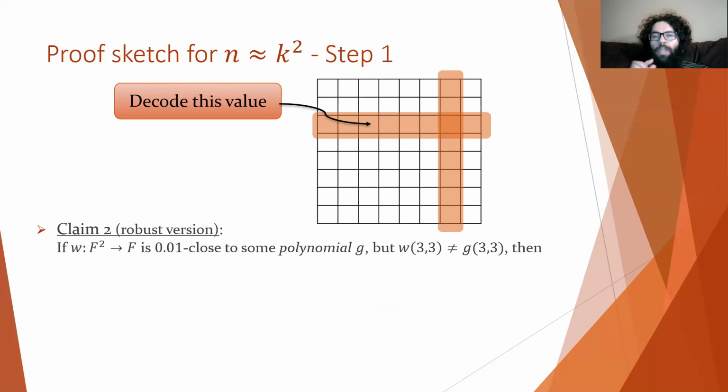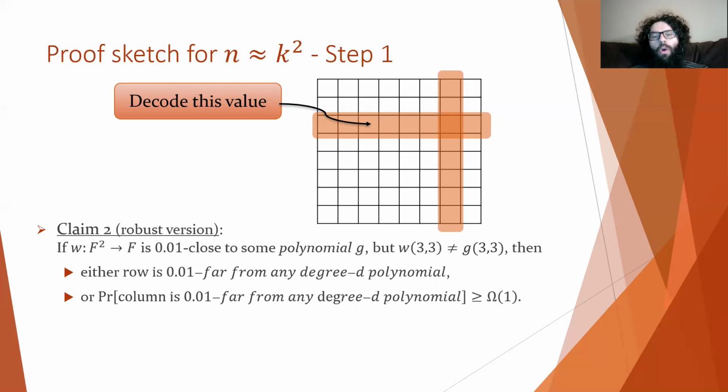Why are we making this assumption? We said we always either return I don't know, or we return the value in this point. So if the value in this point is correct, then the decoder just always succeeds. So we assume that the value in this point is incorrect. We're close to some polynomial g, 1% close, but the value in this point is incorrect. Then here is a claim. Either this row must be far from a degree d polynomial, or if we choose a random column, then with high probability a random column will be far from a low degree polynomial.